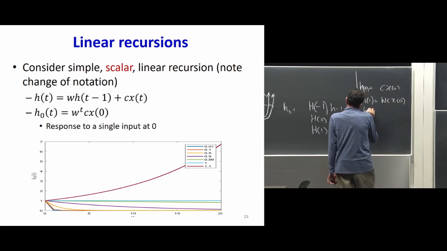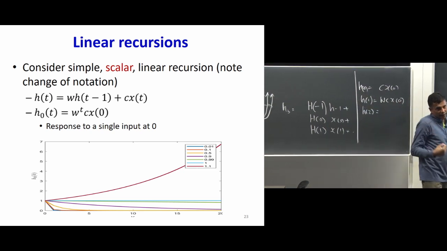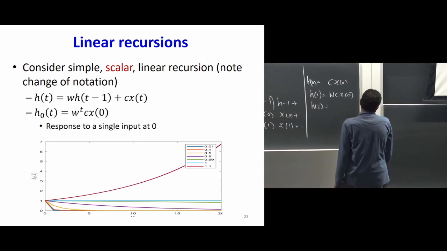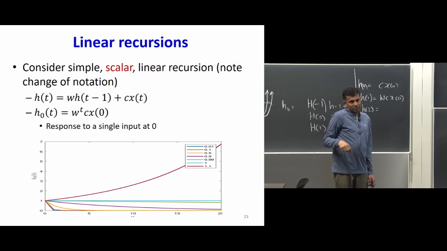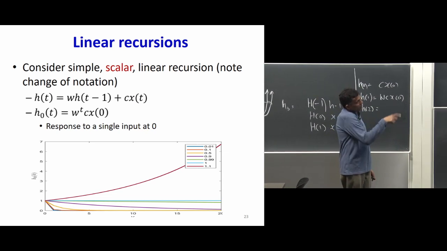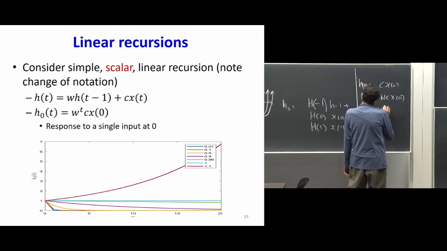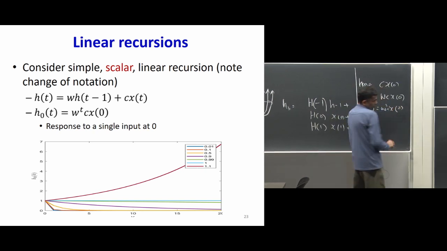H of 2, again, there is no more input. You only have the hidden value at the previous time. So that should have been W raised to T minus 1, I guess. Can somebody note? There's a bug on the slide. Ahmed, that should have been W raised to T minus 1. Okay. So this would be W squared times C times X of 0, right?